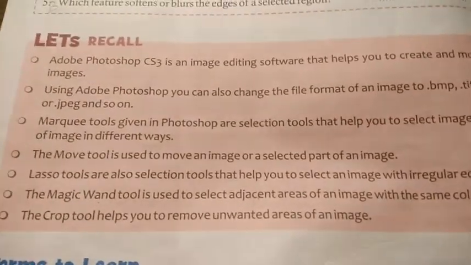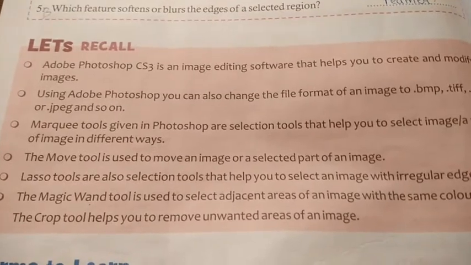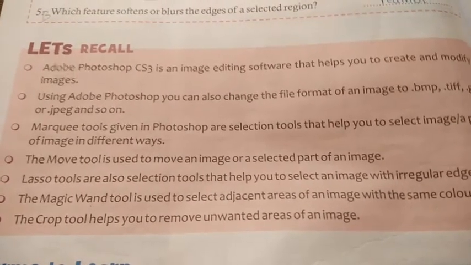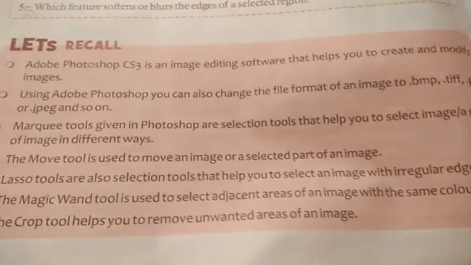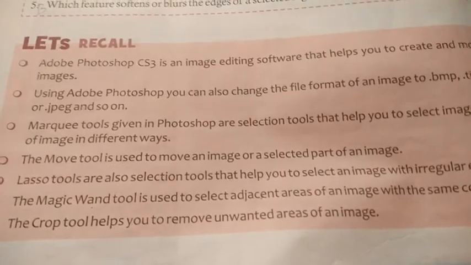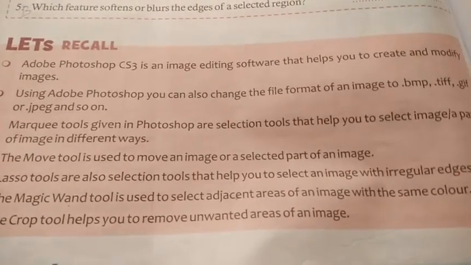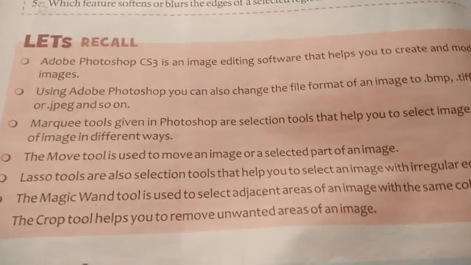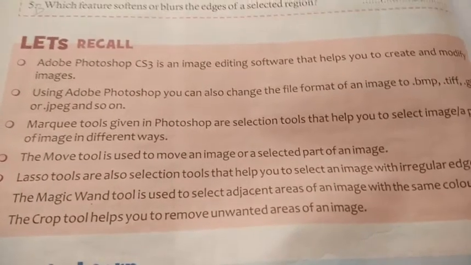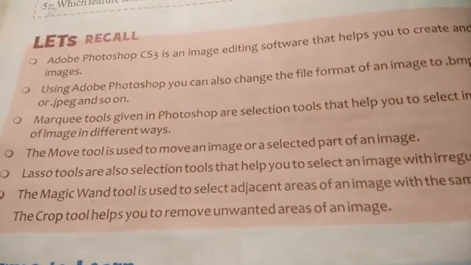So students, next, the move tool is used to move an image or a selected part of an image. The lasso tool is also a selection tool that helps you to select an image with irregular edges. The magic wand tool is used to select adjacent areas of an image with the same color. And last point, the crop tool helps you to remove unwanted areas of an image. So students, read properly. Let's recall the important points related to your chapter.